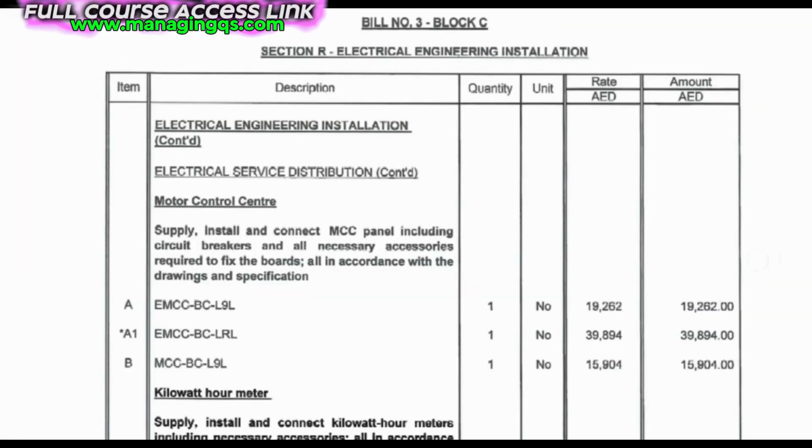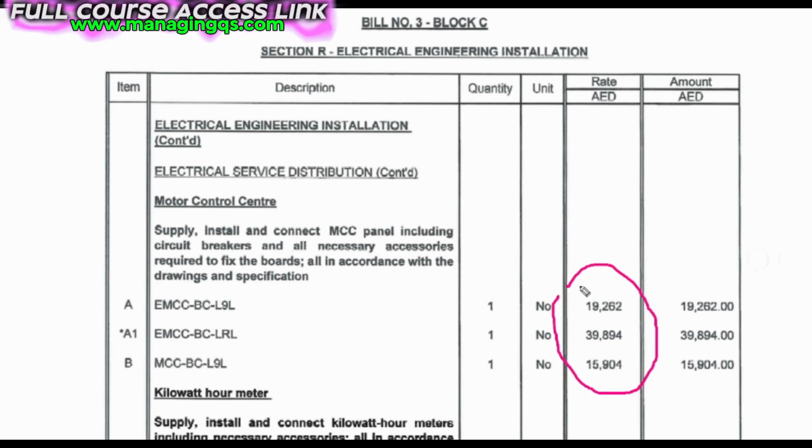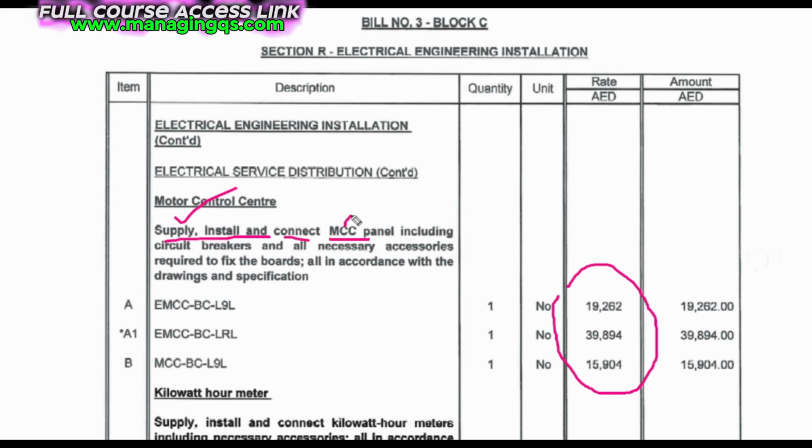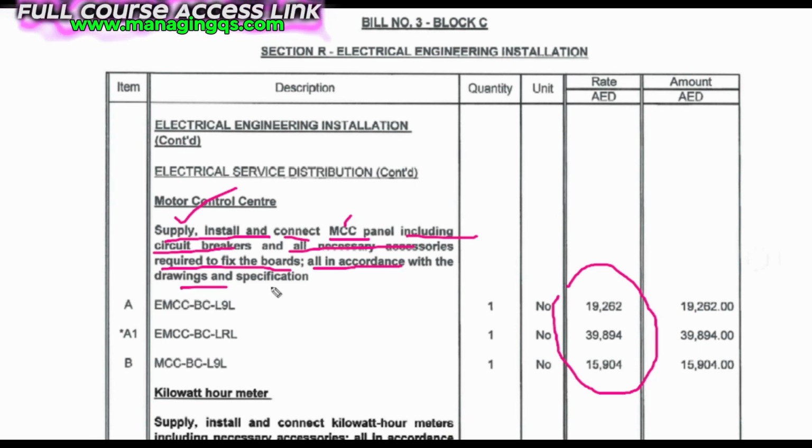Alright guys, if you notice the motor control center panels in the BOQ, the rate looks like a high cost component. So we have to take these quantities from the drawing very carefully. You can see the item: motor control center supply and installation, MCC panels, MCC meaning motor control center panels, including all the circuit breakers and all necessary accessories required to fix the board, in accordance with the drawing and specification.